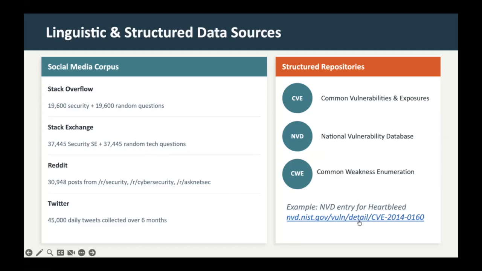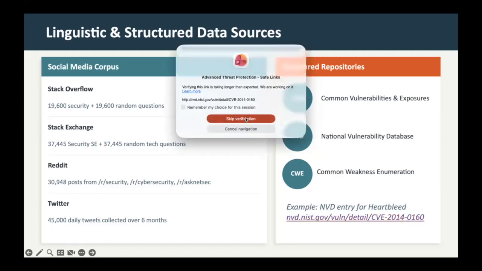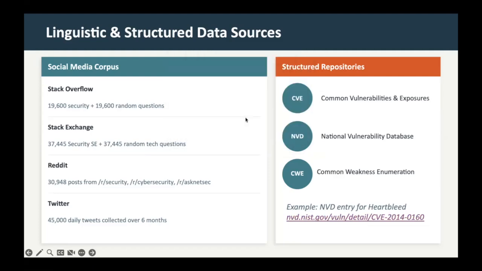And let me see if I can give you a sense of what a CVE entry would be for the Heartbleed virus. Let's see if this works. So let me change my sharing of the screen.